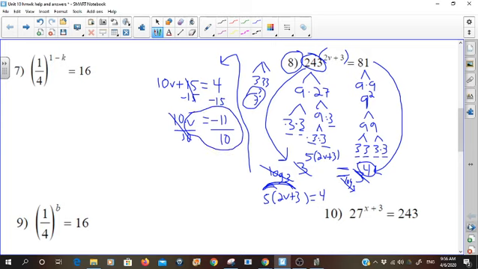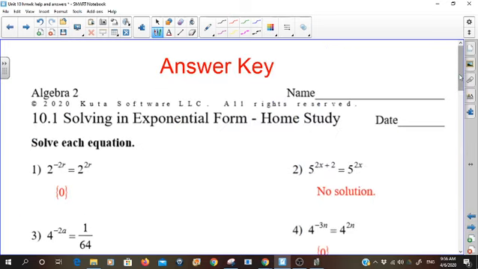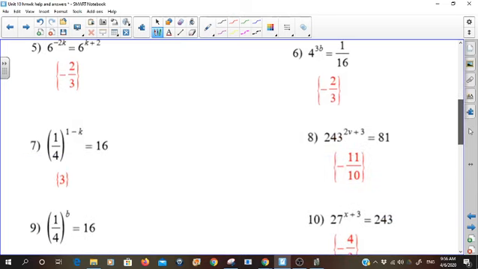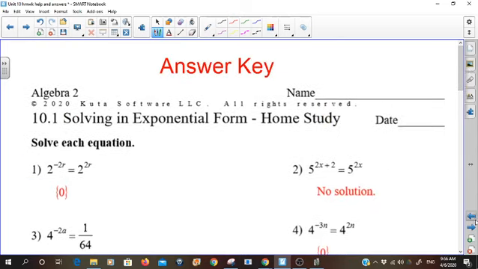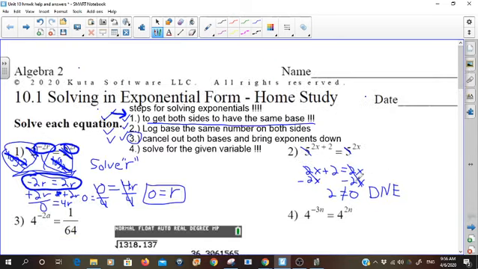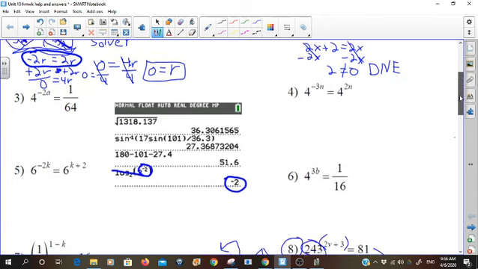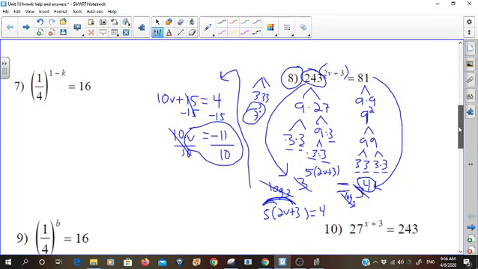Awesome. So it's always good to double check our answers. So that was for number 8. And so number 8, we did get a negative 11 tenths. Beautiful. There we go. We're doing good. Okay, so that's how you do number 8.